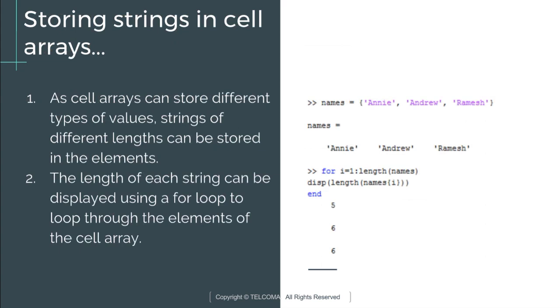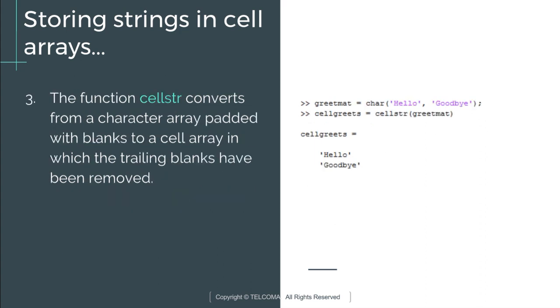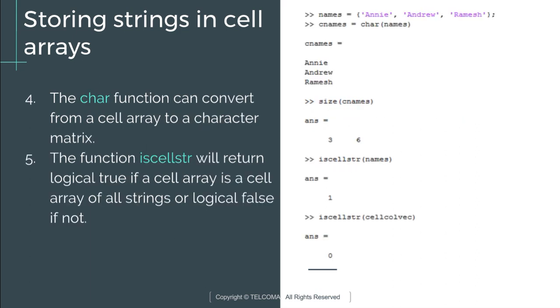Next is storing strings in cell arrays. As cell arrays can store different types of values, strings of different lengths can be stored in the elements. The length of each string can be displayed using a for loop to loop through the elements of the cell array. The function cellstr converts from a character array padded with blanks to a cell array in which the trailing blanks have been removed. The char function can convert from a cell array to a character matrix. The function iscellstr will return logical true if a cell array is a cell array of all strings or logical false if not.